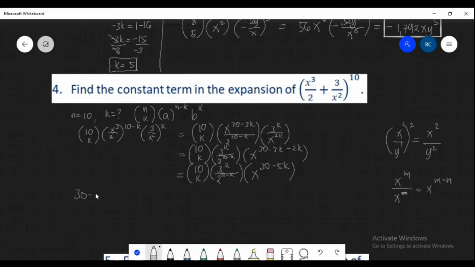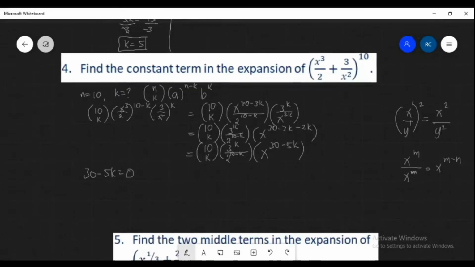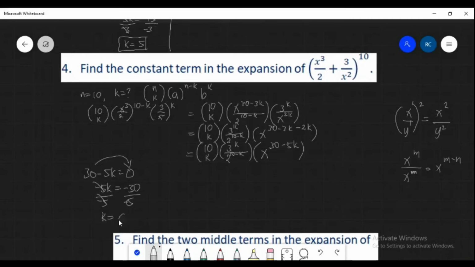30 minus 5k equal sa 0. Oh, we're almost done. Equal sa 0. Transpose 30, magiging negative siya. So, negative 5k is equal to negative 30. We have to divide both sides with negative 5. Cancel na ito. K now is equivalent to 6. Remember, negative divided by negative is positive. 30 divided by 5 is 6. Yun na. Lumitaw na yung value ng K.